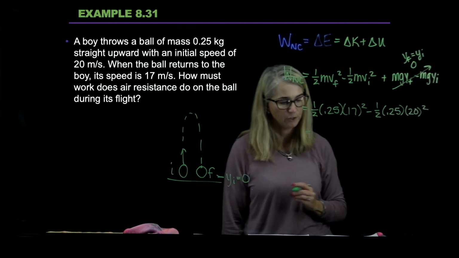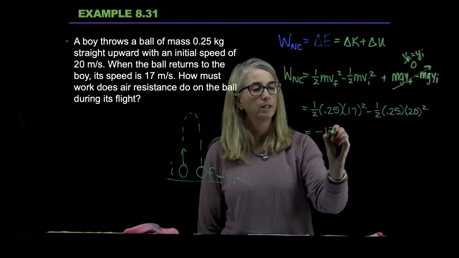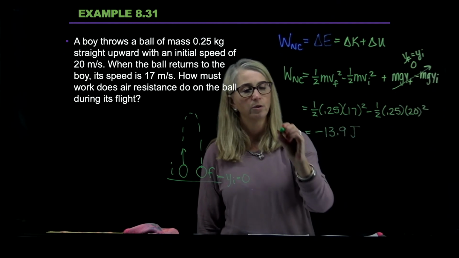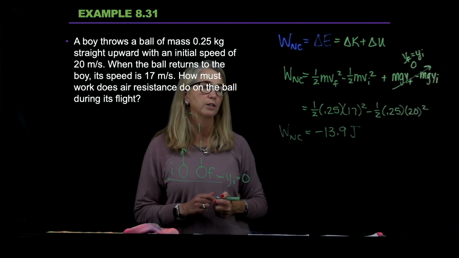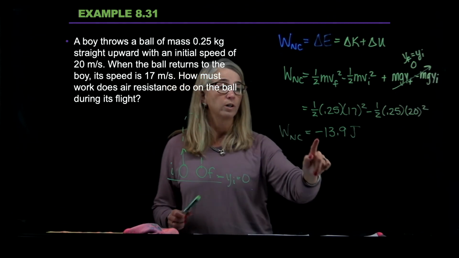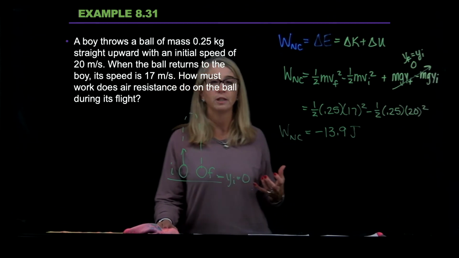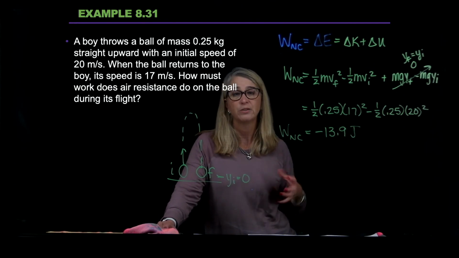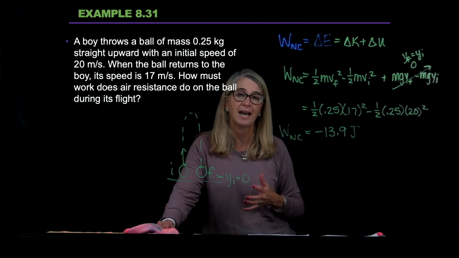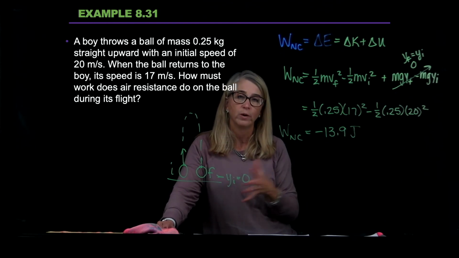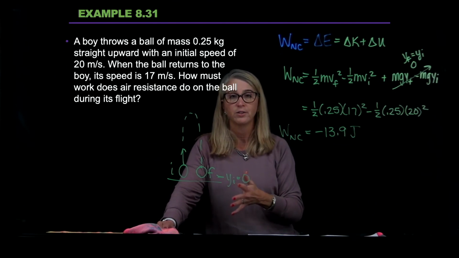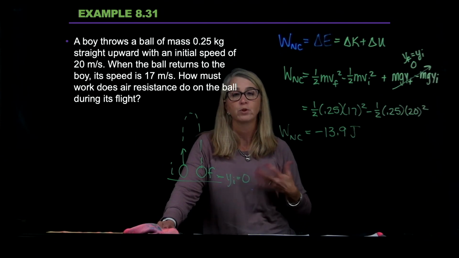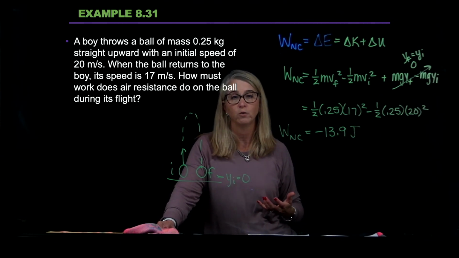If we do the calculation, we find that this is minus 13.9 joules, the work done by the air resistance. The air resistance was the non-conservative force. The work done is negative, but it makes sense, because the whole nature of air resistance is that it's a force acting against the motion. Anytime the object is moving, like say to the right, the air resistance exerts a force to the left. So it's always going to be doing a negative amount of work.